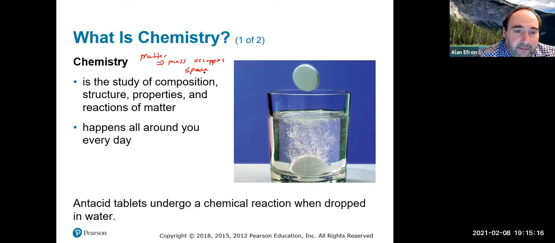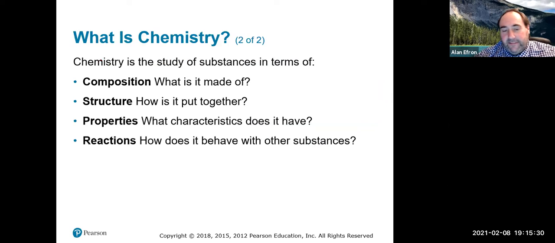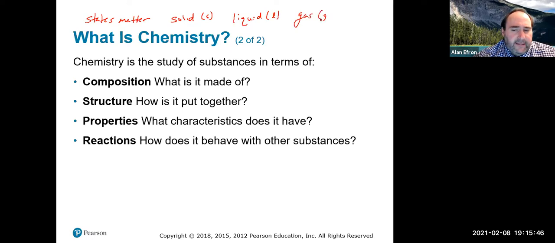A lot of times when we talk about matter in chemistry, specifically, we like to look at the different states of matter. The three common states of matter that we deal with a lot in chemistry are solid, liquid, and gas. And a lot of what we study in chemistry is what happens as we go from one state to the next.